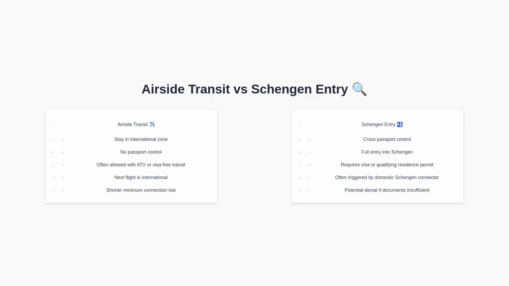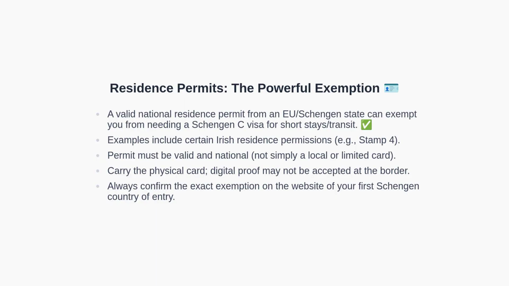For many travelers who otherwise need a Schengen visa, a valid national residence permit from an EU or Schengen member state can serve as an exemption for short stays or transit. This includes, for instance, certain Irish residence permissions like Stamp 4. The residence permit must be valid and national in scope, rather than a limited local document. Always carry the physical residence card and verify on the official immigration website of your first Schengen entry country that your specific permit qualifies for visa exemption for your planned transit or short stay.